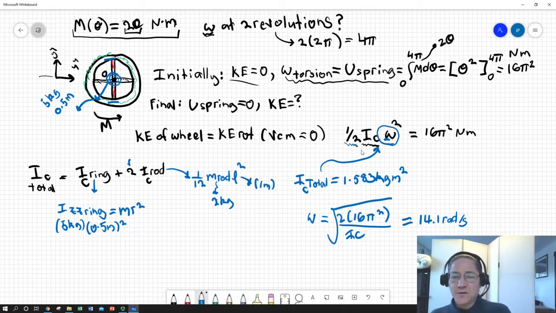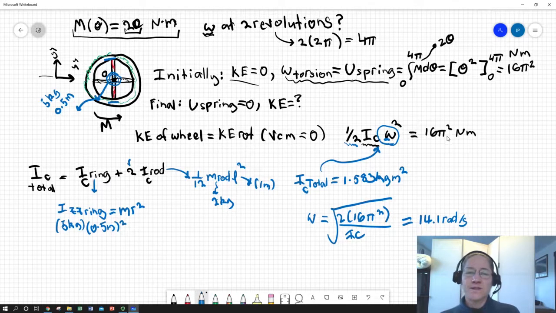The easiest thing to forget when we're doing this is the 1/2, especially if you're used to kinetics problems where you have your moment of inertia times alpha. Here you need to think this is kinetic energy, so there's always going to be a 1/2, and this is going to be a squared term.